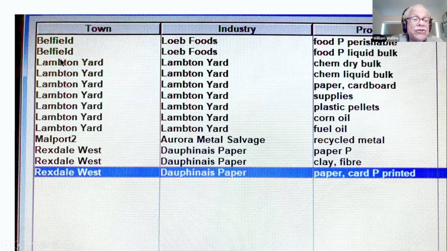Next, for each industry, for example, the laminate yard, these are virtual industries. For each product, you have this entered in your database. For example, chemical dry bulk, which goes in a covered hopper. Chemical liquid bulk in a tank car. Plastic pellets will go into a covered hopper. So for each industry, you have a list of all of the products that are being produced. The scrapyard is producing recycled metal, for example. So these are the products.